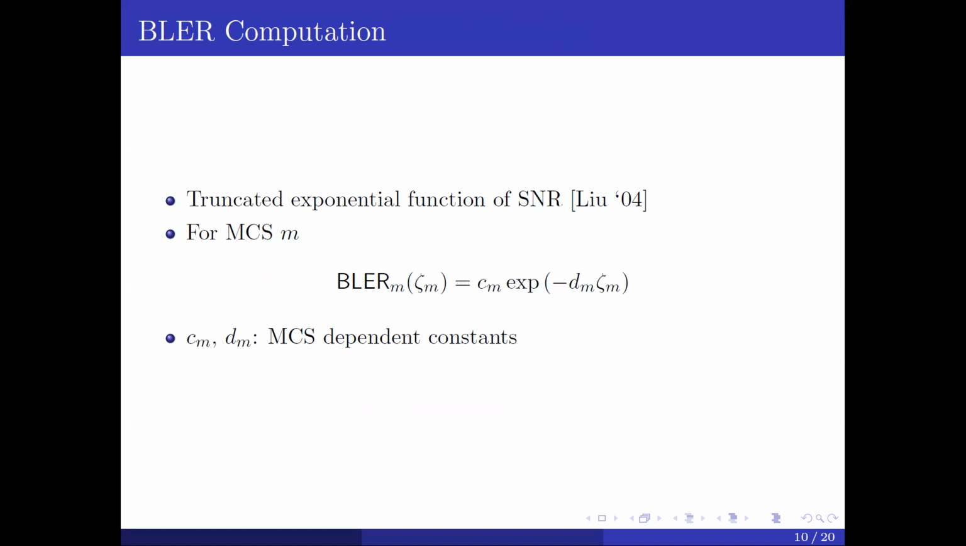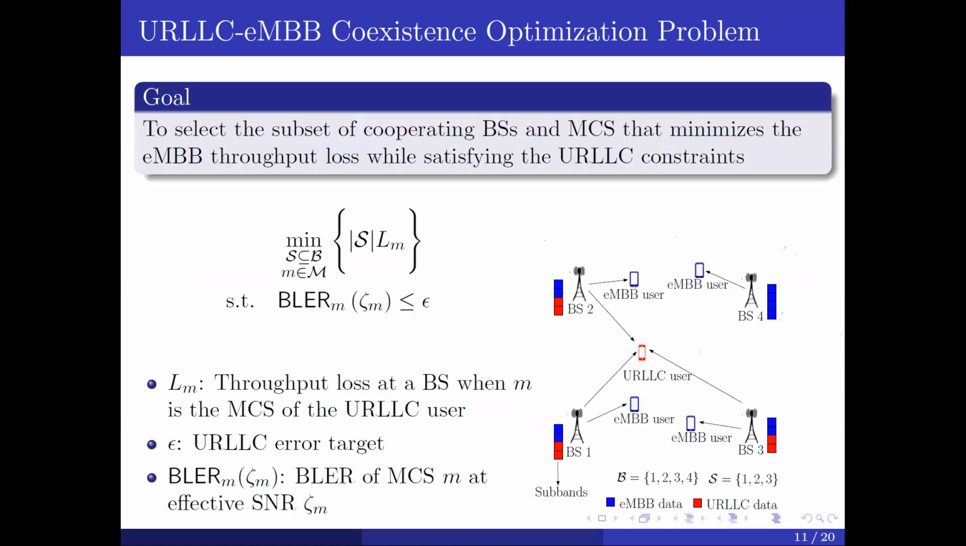Now we'll see the optimization problem. The goal of the URLLC-eMBB coexistence optimization problem is to select the subset of cooperating base stations and MCS that minimizes the eMBB throughput loss while satisfying the URLLC constraints. The objective function is stated like this. L_m is the throughput loss at a base station when m is the MCS of the URLLC user. Since the URLLC data is transmitted from a subset of base stations, it is multiplied by the cardinality of the set.